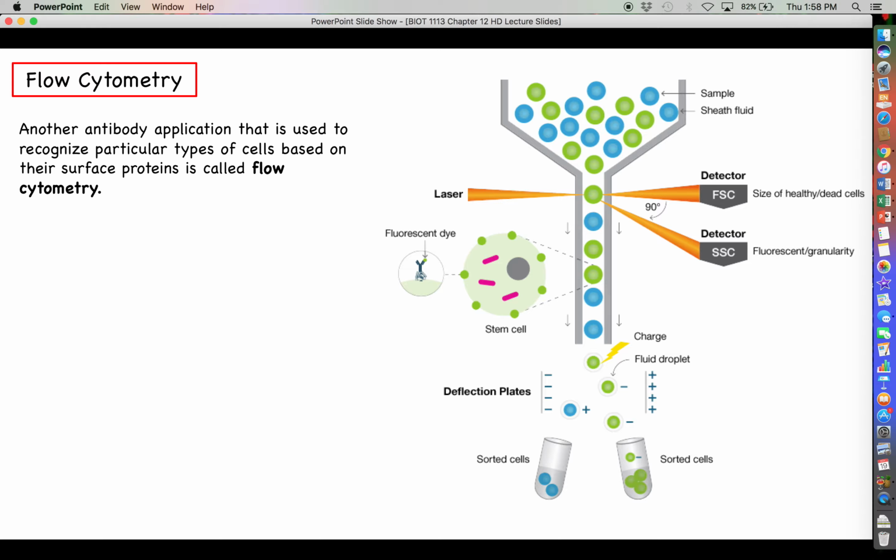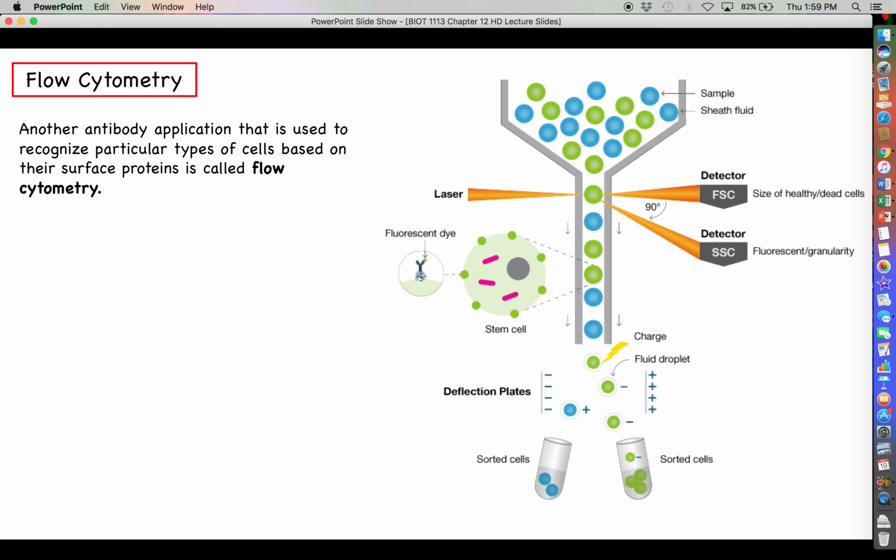So let's introduce a new biotechnology application for antibodies. This is called flow cytometry. Now, it is important to clarify that flow cytometry itself doesn't necessarily require the use of an antibody, but antibodies actually can be very useful here.